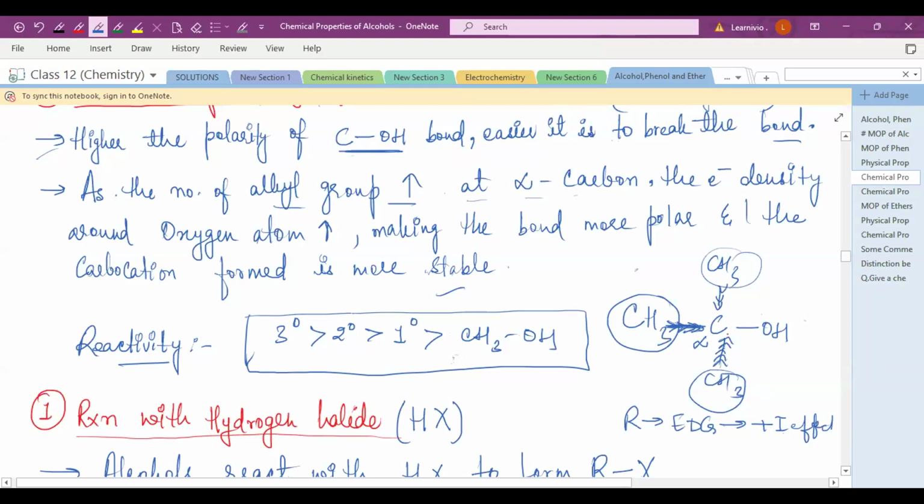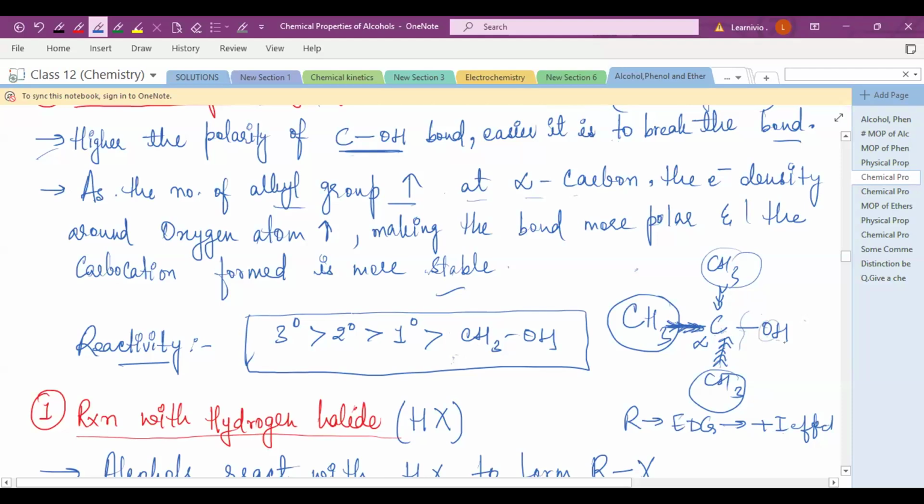So what happens here? The carbon between the carbon and oxygen. I just told you, the more the polarity, the easier it will be to break this bond. Right, so here the electron density around the carbon will be quite high. So electron density increases around this carbon and the carbon-oxygen bond. So overall, which side is it going? Towards this oxygen. So electron density around the oxygen atom increases, which makes the bond more polar.